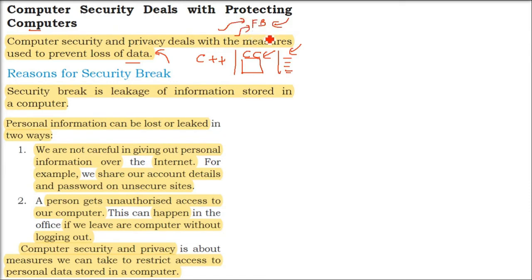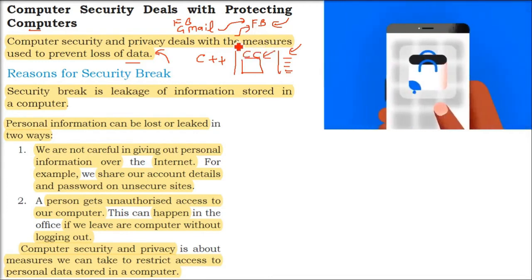Today also. But if somebody hacks into your Facebook, they know all your information. If somebody hacks into your Gmail, they know everything you have been communicating. Then just think about what can happen. You need to stop it. So you need to prevent the loss of data, security, privacy.